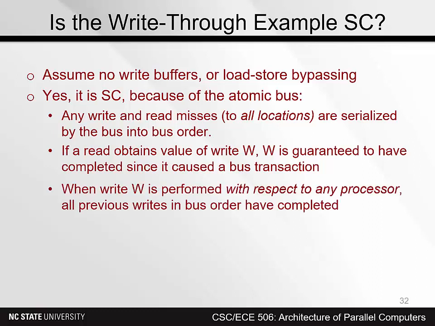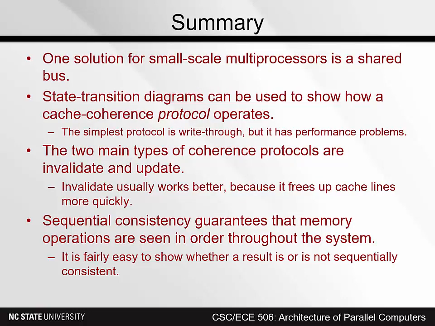Since all writes go across the bus, no processor can see a write unless all previous writes have finished going across the bus. That's what it means when it says a write completes with respect to a processor. Thus, a global ordering of writes is assured.